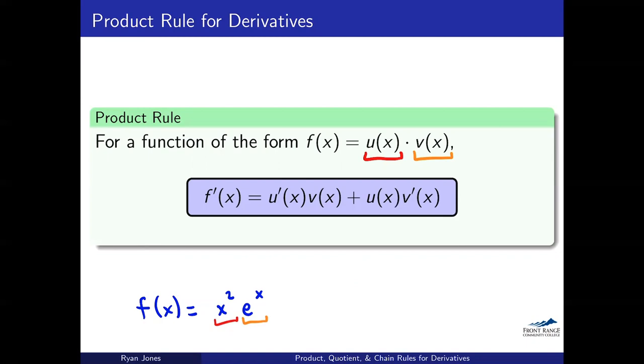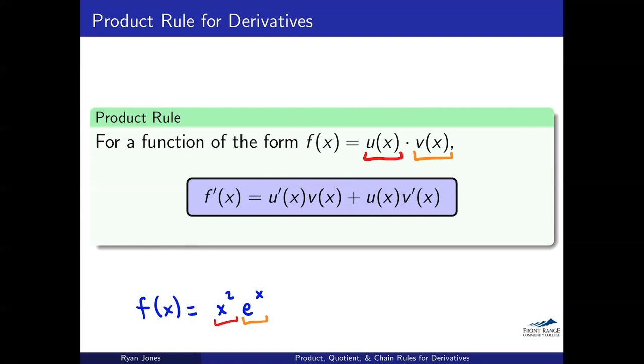So if we have this format, f of x is a function that looks like u times v, two different parts, then if I decide to take a derivative of f, I'm going to have f prime, that's my derivative. And what I have to do is take the derivative of u, that first part, multiplied by just v. I leave it alone. And then I add to that, leaving u just as it is, and then I take a derivative of the v part, that second part.